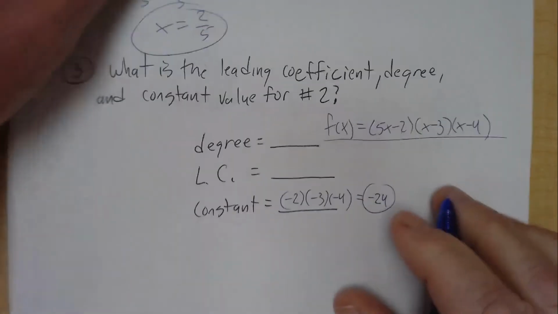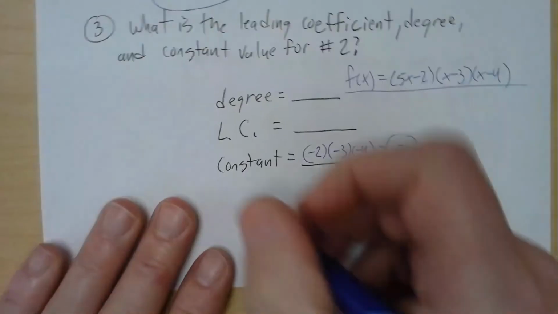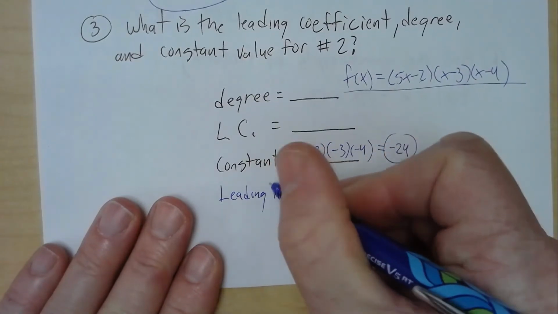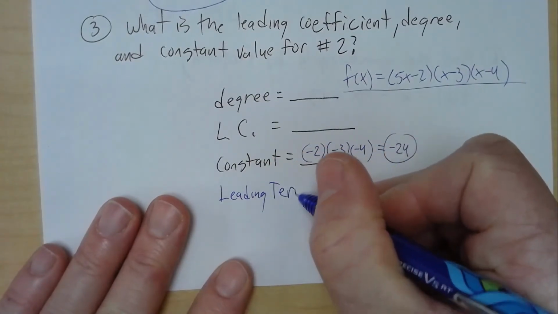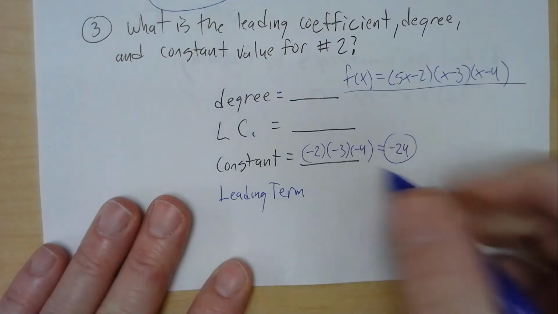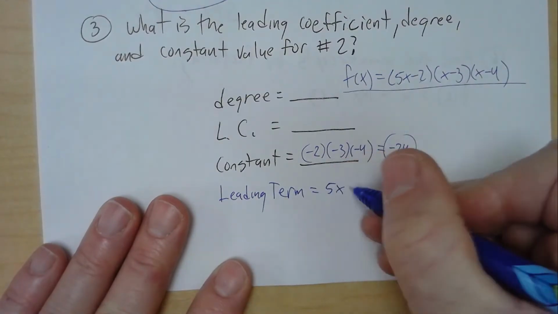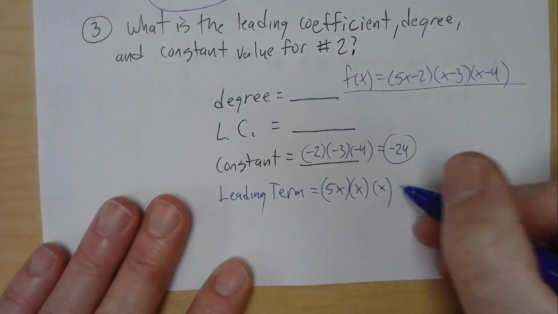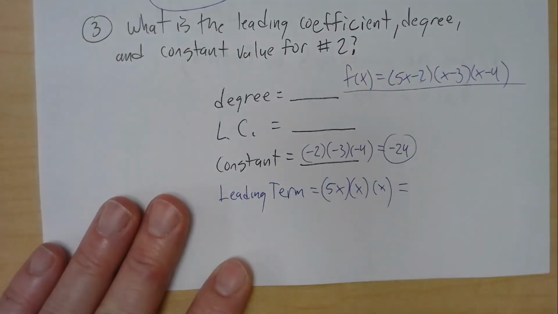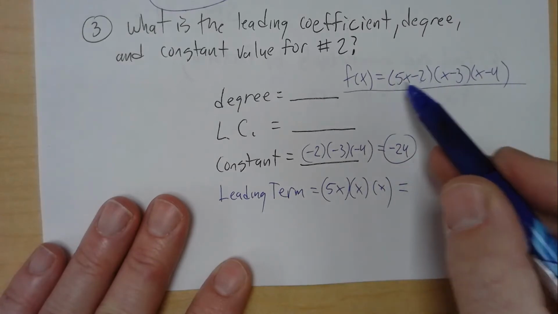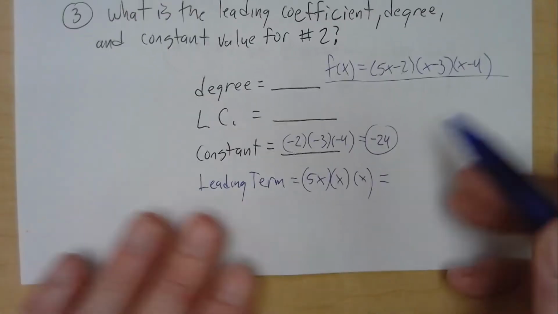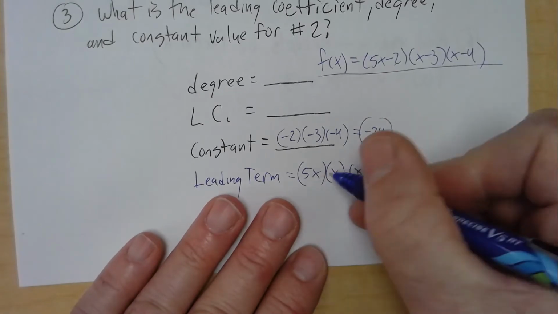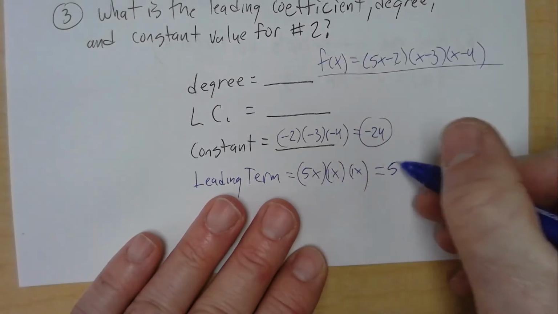Now the leading term comes from multiplying the first terms together. So this times this times this. So we get 5x times x times x. That's going to be the leading term. So that's the shortcut of finding the leading term: you can just glance at it and multiply these first things together. x times x times x is cubed. 5 times, there's invisible ones there, so it's 5x cubed.